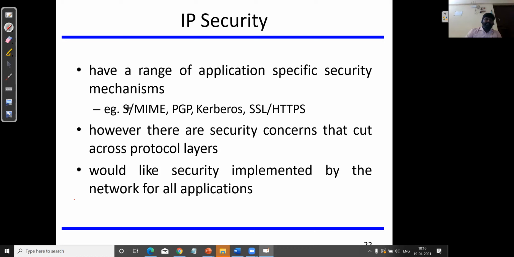whenever you are using any IP protocol where security needs to be applied, all the information is going to be transferred using the TCP/IP protocol. And there are different techniques through which IP security can be attained: S/MIME, multi-purpose internet mail extension, PGP is also part of IP security, as well as Kerberos, as well as SSL, HTTPS.